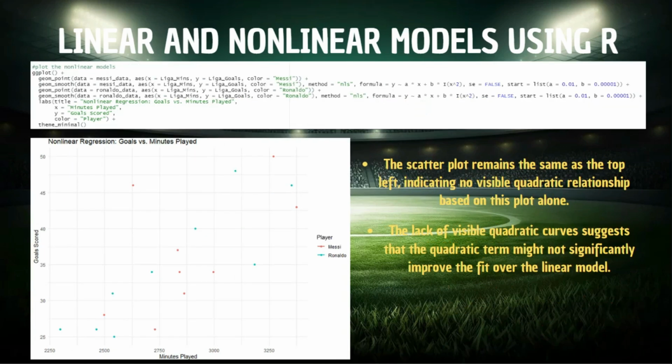And here's a nonlinear and linear model using R, and the scatter plot here remains the same as the top, indicating that there are no visible quadratic relationships based on this plot, and the lack of visible quadratic curves suggests that the quadratic term may not significantly improve the fit over the linear model. And this is evident from the scatter plot and the lack of visible quadratic curves in the nonlinear regression plot. And since the linear regression model captures the trend well and the quadratic does not significantly improve the fit, it's reasonable to use the linear model for prediction and analysis.